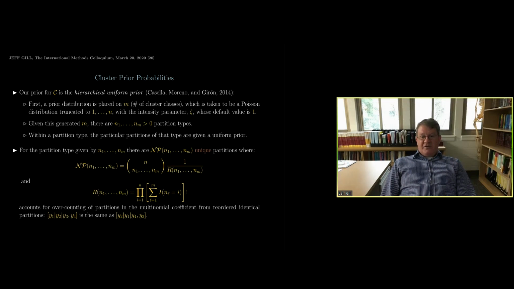We have to have that divisor there because if you don't divide out the number of non-unique cases, you have too many. So in the example I had before, if Y3 and Y4 are in the same cluster, it doesn't matter what order they got put in there.